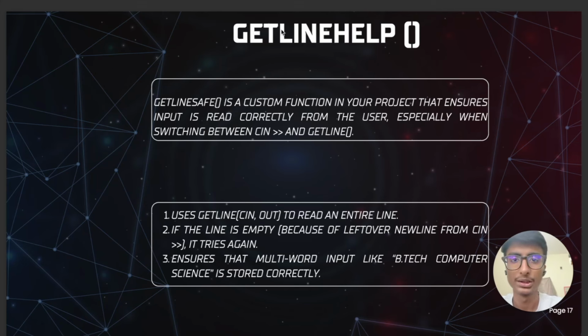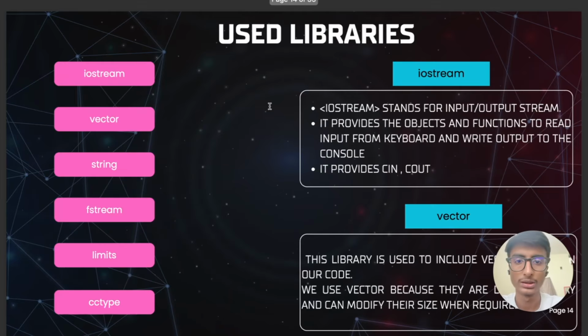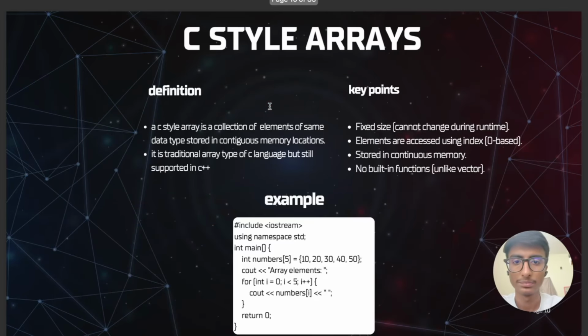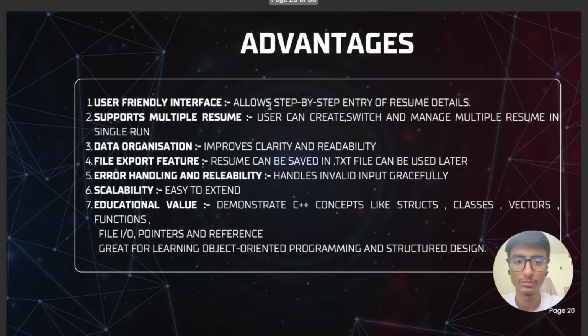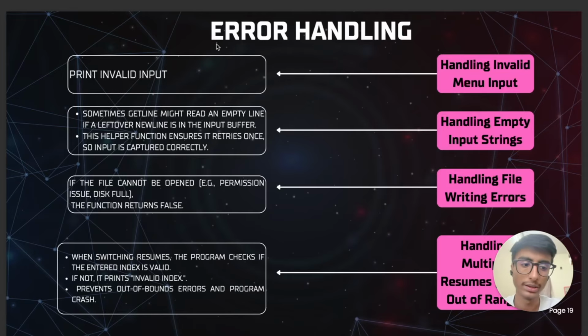This getLineHelp function first tries to read the input. If it gets an empty string, which usually happens because of a stray newline, it tries again. It does not move forward, it tries again. That's why it makes the input process smooth and user-friendly, which is essential for any real-world application. Now we will head towards the error handling of our project.